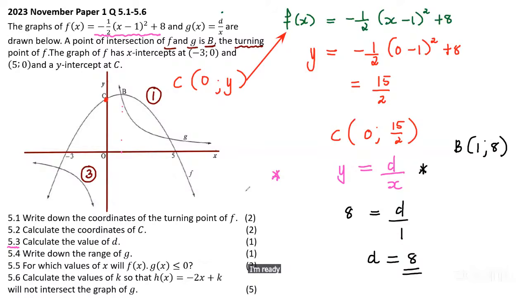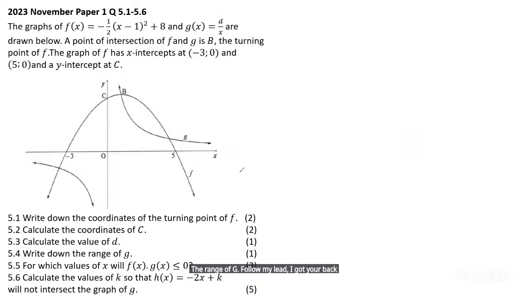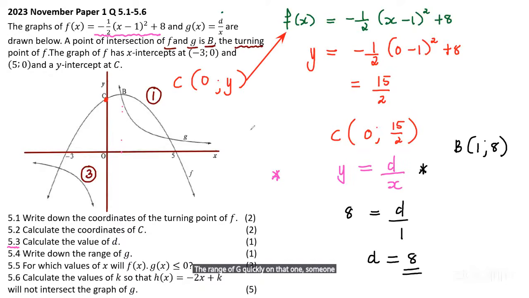Let's try another one. They want the range of G. The range of G. Follow my lead. I got your back. The range of G, quickly on that one.